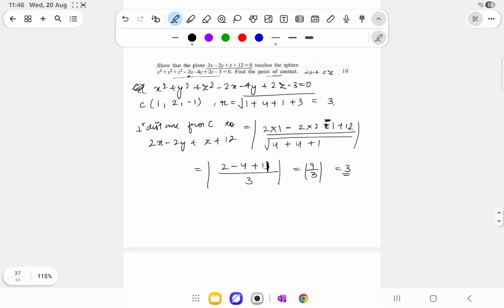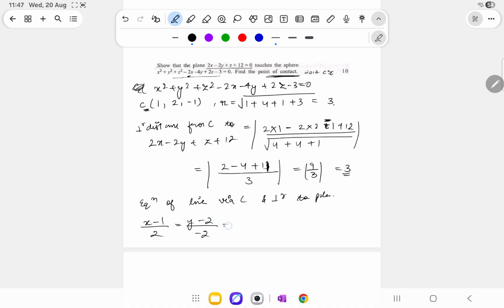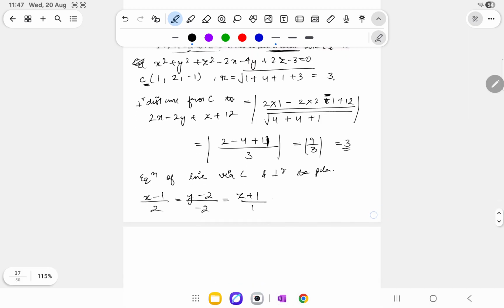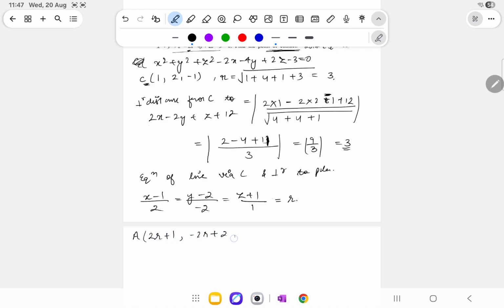Further, we are supposed to find the point of contact. Since I have the center of the sphere and also the given equation of the plane, I can find the direction cosines of the normal to the plane. So I can easily find the equation of the line via C and perpendicular to the plane. So my equation of line will be (x minus 1)/2 equals (y minus 2)/(minus 2) equals (z plus 1)/1. Since I got my equation of line in symmetrical form, I can easily find an arbitrary point, let's say A, on it. So any arbitrary point on it will be (2r plus 1, minus 2r plus 2, r minus 1).